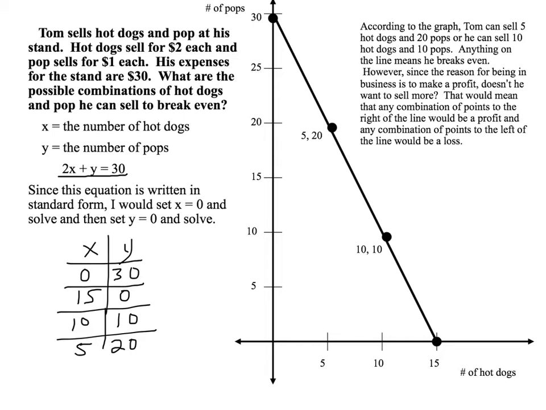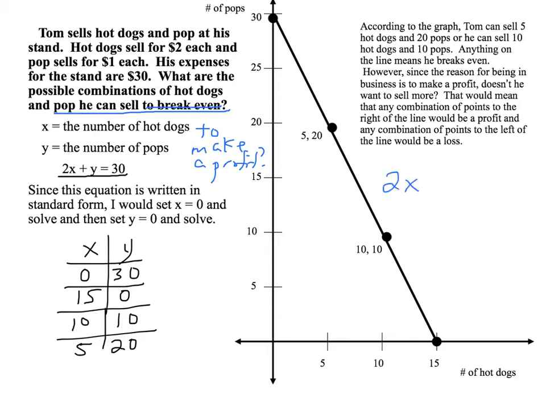In other words, if I change this from asking what are the possible combinations of hot dogs and pop he can sell to break even, and instead ask what are the possible combinations of hot dogs and pop he can sell to make a profit, then I really am asking a different question. And I would now have an inequality.